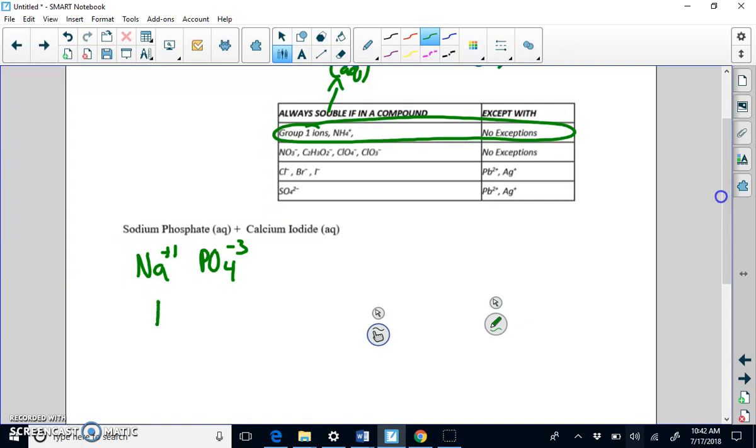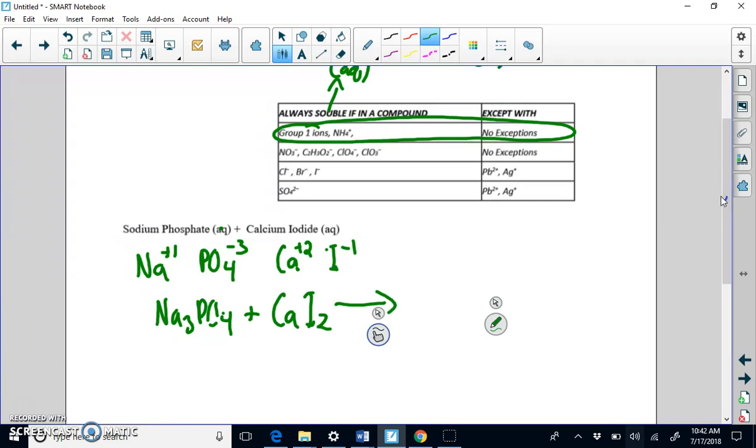Crisscross. Na3PO4. That's the first compound, and it's AQ, dissolved in water. Plus calcium iodide. Calcium's +2. Iodide's -1. So we're going to crisscross. We're going to get CaI2, arrow.